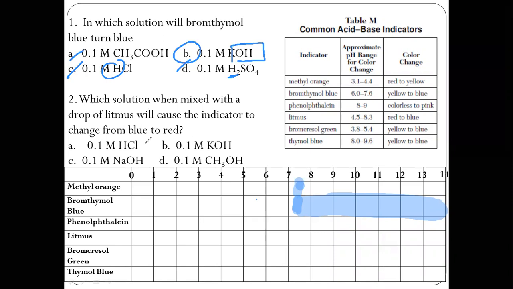This is your only base, ends in OH. Okay, number 2. Which solution, when mixed with a drop of litmus, will cause the indicator to change from blue to red? So now I'm looking here. For litmus, it's blue above 8.3, and it's red down to 4.5. So that means to change it from blue to red, I went from a base to an acid.